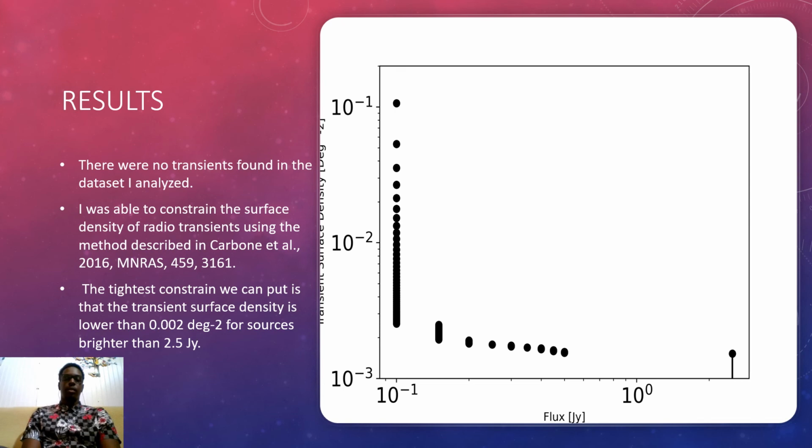According to the method described in Carbon et al., the upper limit that I set depends on the number of images used, assuming that all images have the same field of view and are from the same part in the sky. After eliminating the noisiest image and recalculating until there were 2 images left, I got the upper limit. The limit we could put on these sources that are not brighter than 2.5 Janskys is lower than 0.002 degrees^-2.